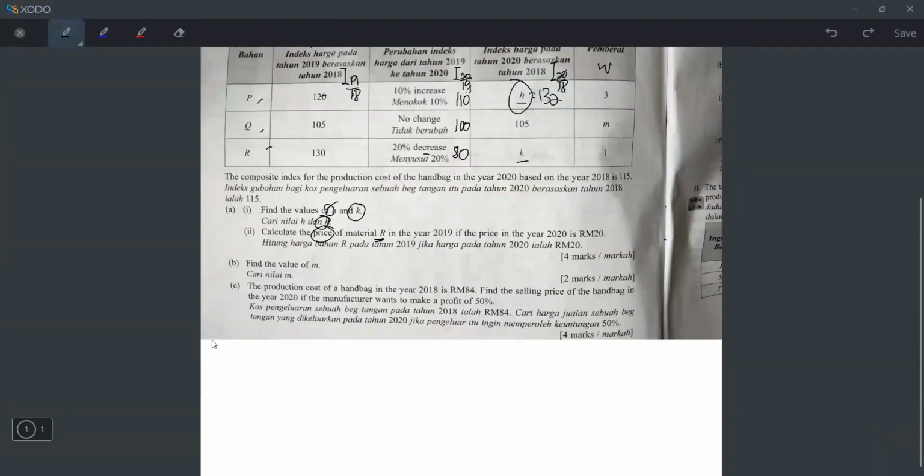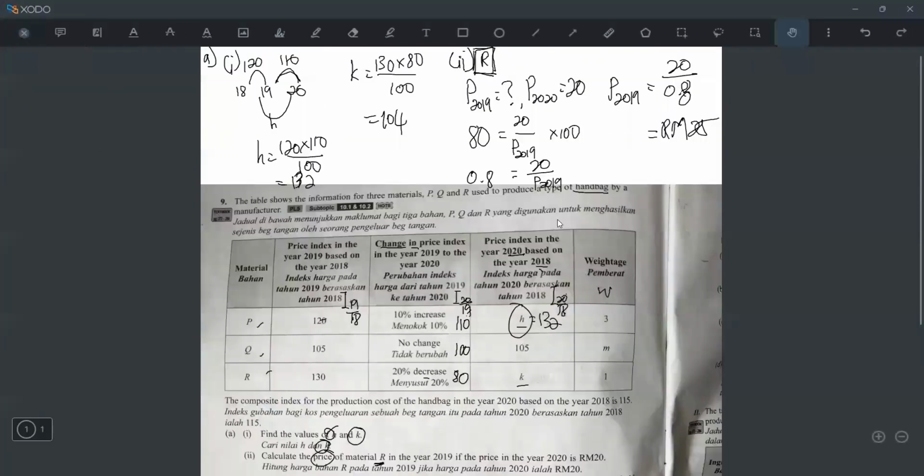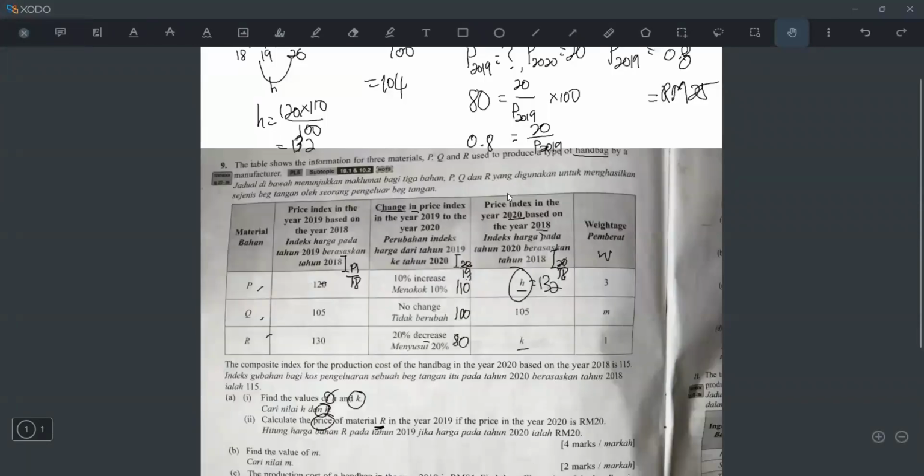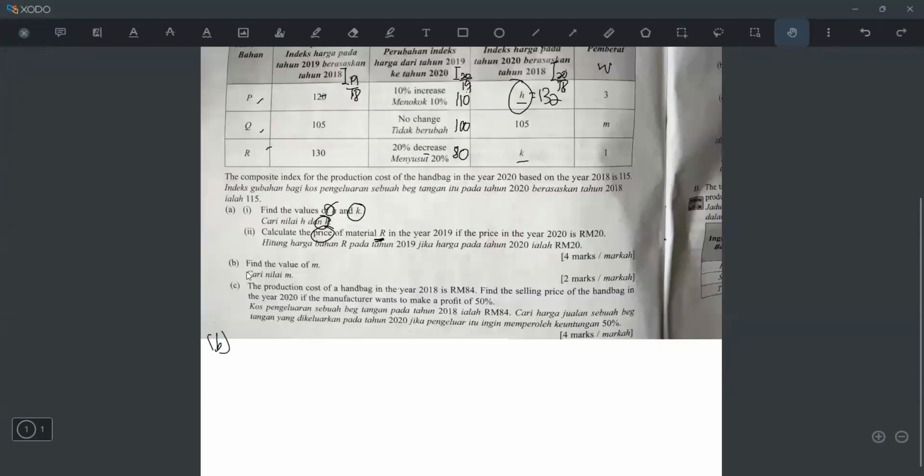Number 2. Done already. So next question is B already. Okay. Number 2, they ask for the price for material R, right? So that's done already. Okay, let's go to B.